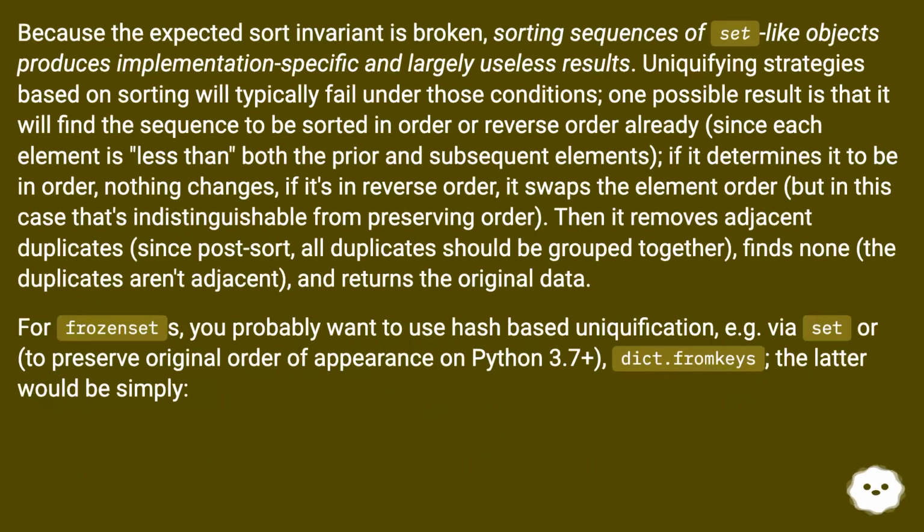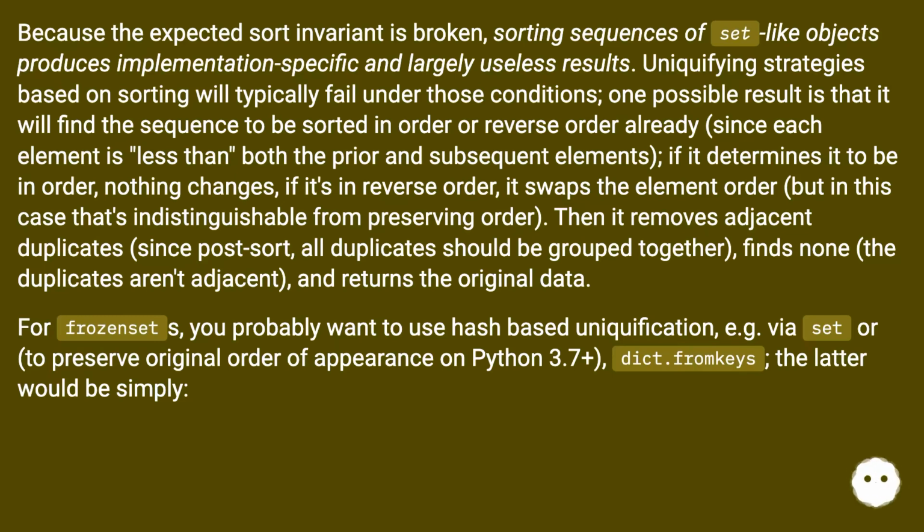Because the expected sort invariant is broken, sorting sequences of set-like objects produces implementation-specific and largely useless results. Uniquifying strategies based on sorting will typically fail under those conditions. One possible result is that it will find the sequence to be sorted in order, or reverse order already, since each element is not less than both the prior and subsequent elements.